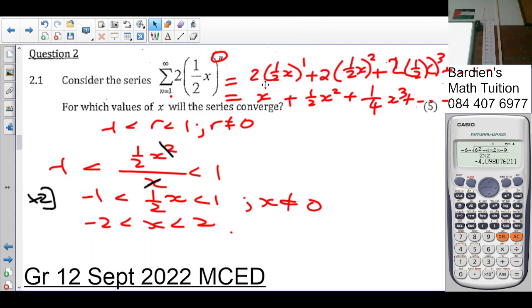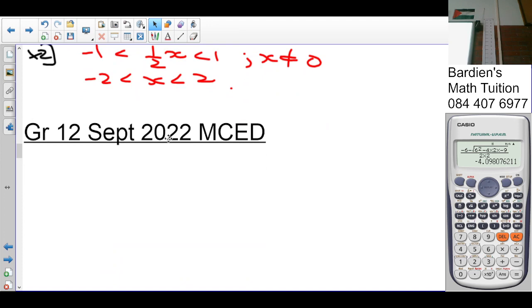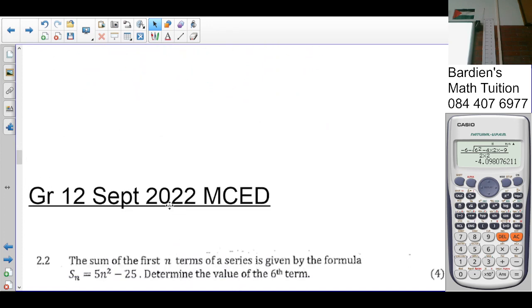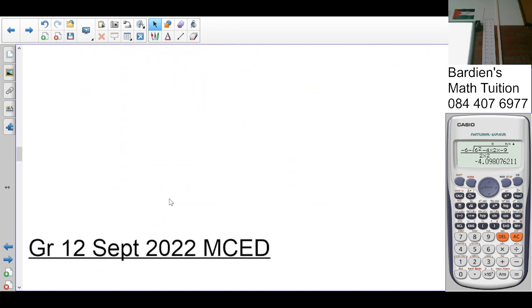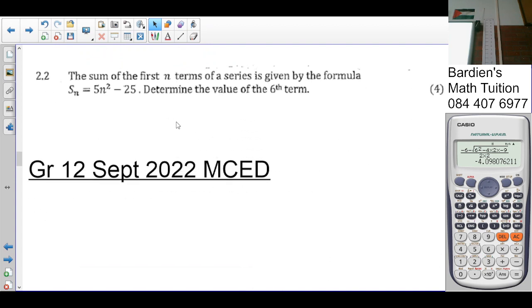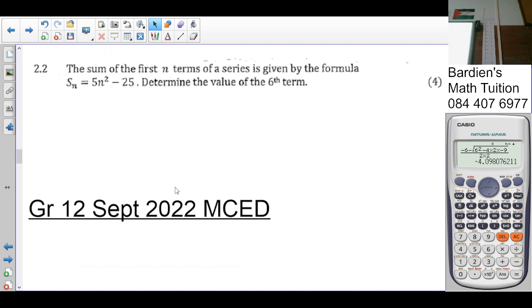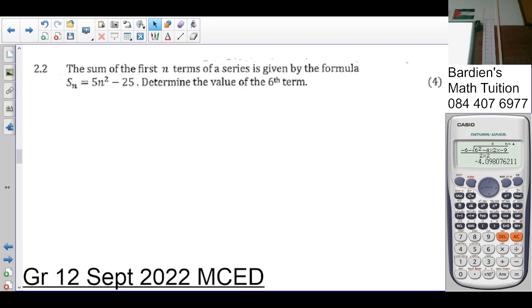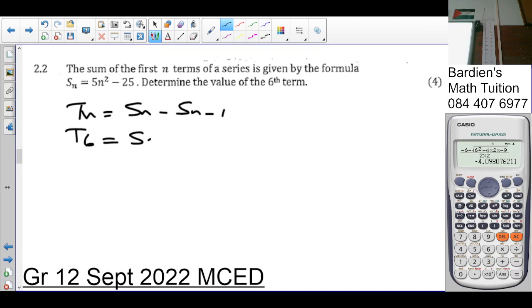The next question. There's only one question. Okay. The next one. It says the sum of the first n terms of the series is given by the formula Sn is equal to 5n squared minus 25. Determine the value of the sixth term. So how do you work out the sixth term? Remember, Tn is equal to Sn minus S(n-1). So term 6 is going to be S6 minus S5.